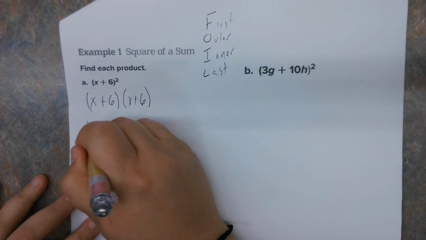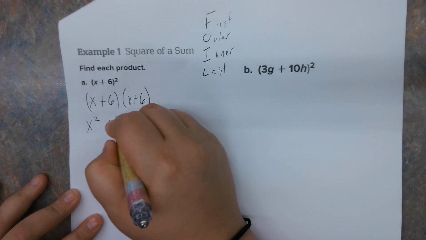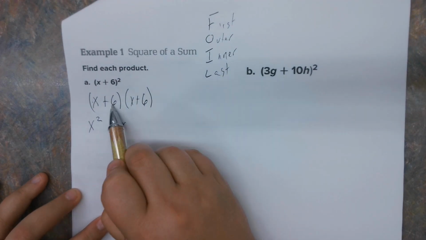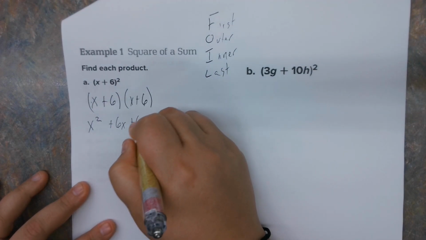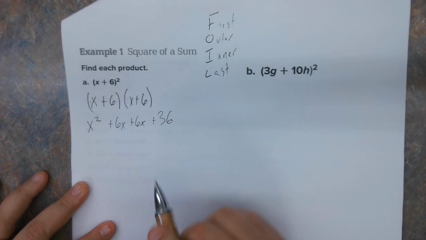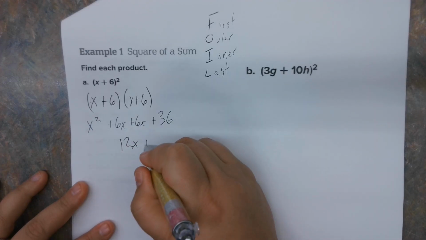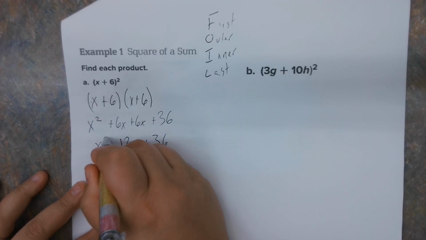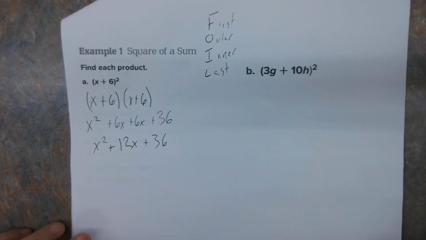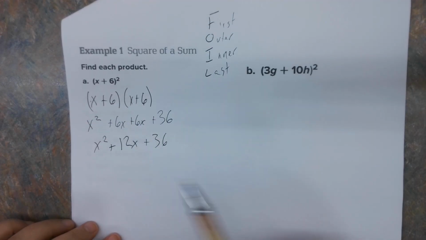X times x is x squared. X times 6 is 6x. 6 times x is 6x. 6 times 6 is 36. Combine like terms. That's 12x. And I'm going to bring the others down. It's literally just FOIL, except for you end up getting the same inside number.